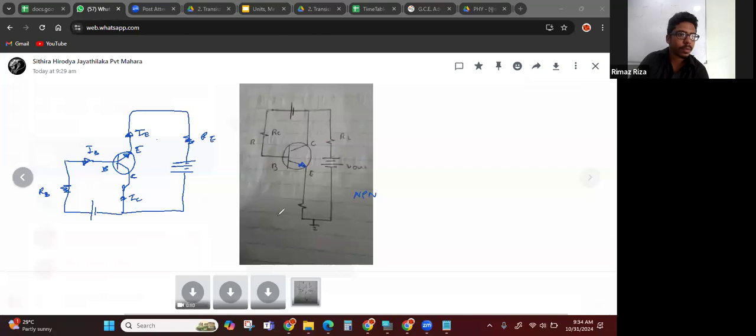You have to mark the currents, and your marking of the resistance is wrong. Only one is not enough. For the resistance you can mark either a square, or else you have to put a zigzag. So this is not enough for the resistor, so please correct this. So therefore this is the circuit in common collector.